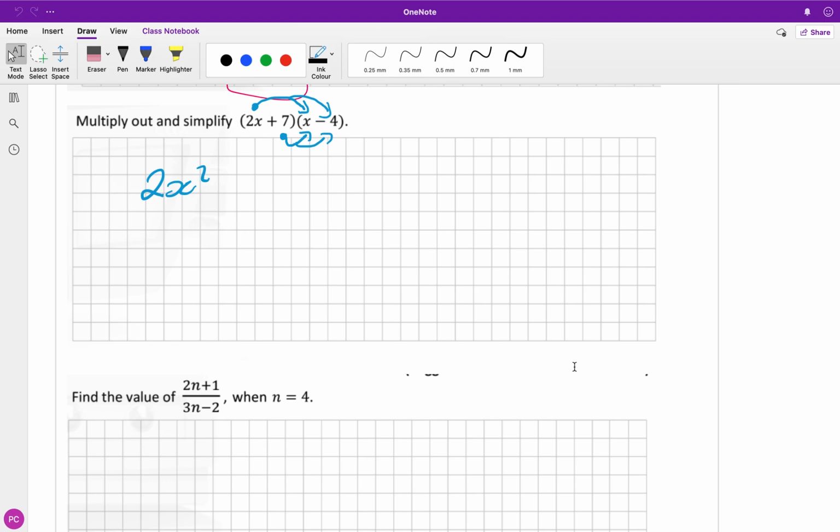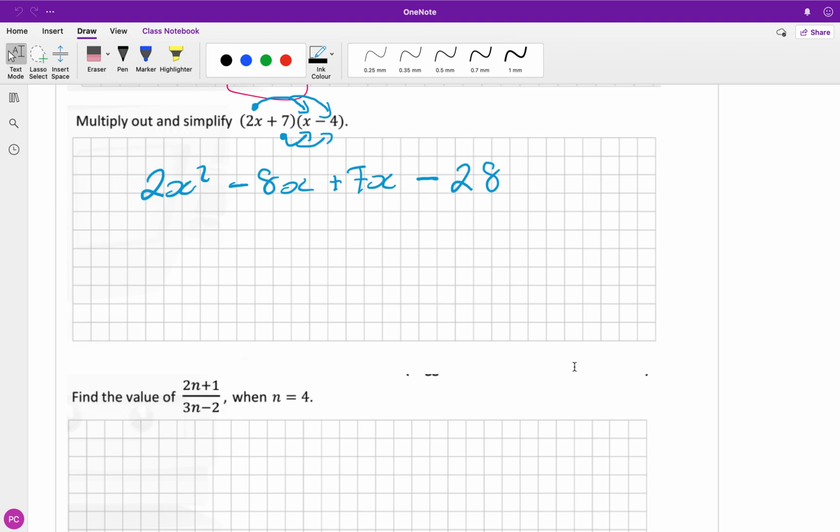2x by minus 4 gives us minus 8x. Plus 7 by x gives us 7x. And plus 7 by minus 4 gives us minus. Plus by minus gives minus, so minus 28. Go back to the algebra notes if you've forgotten these and do 20 of them to remind yourself.